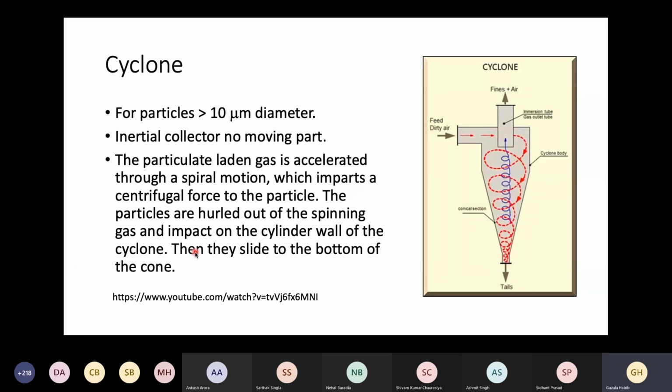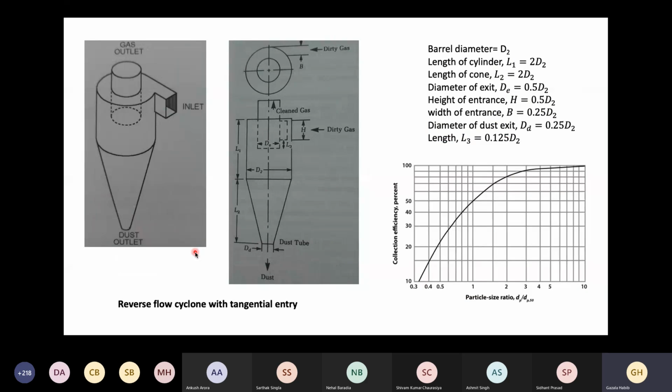So because of the spiral or vortex motion inside the device, the particles which are heavy are not able to follow the vortex motion, and they just impact on the wall, and they drop down into the bottom hopper.